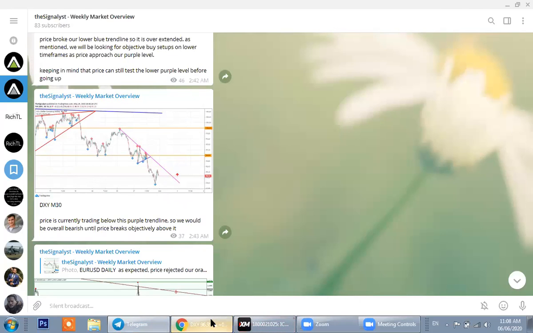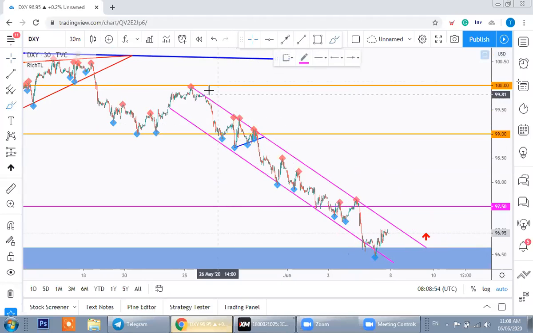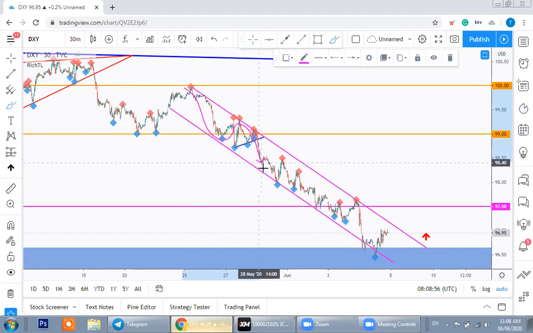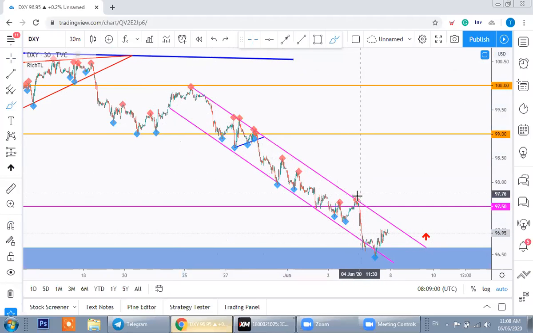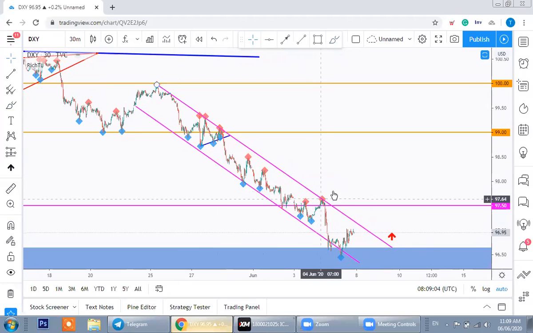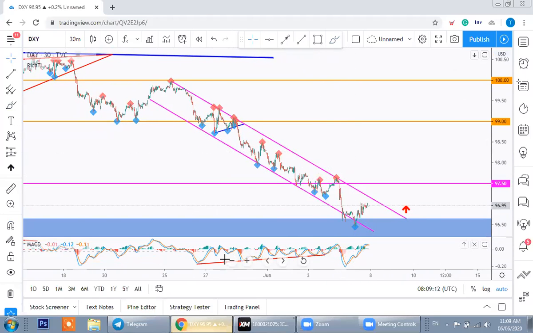And as usual, meanwhile, the DXY would be overall bearish. That's exactly what happened. Price kept moving downward inside our purple channel, as you can see here. And anyway, our purple channel is now objective as price formed a new dot around it. And here's our demand zone from daily time frame. And as usual, we already have a divergence on MACD.